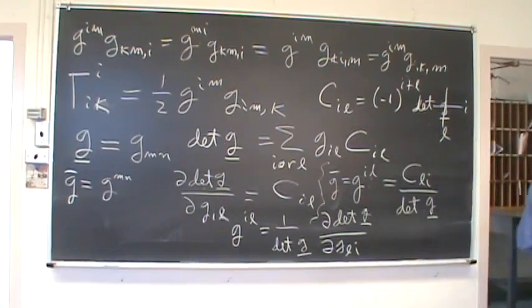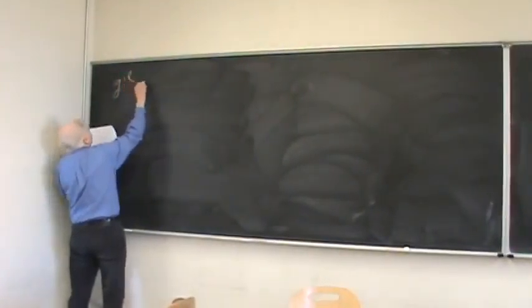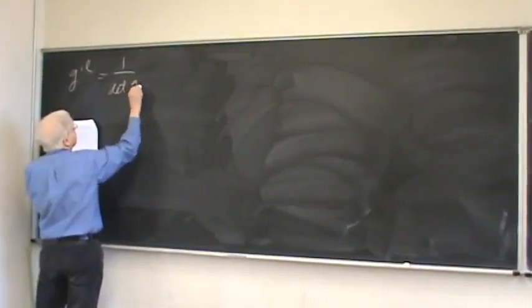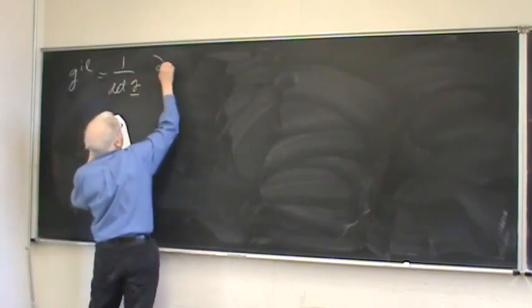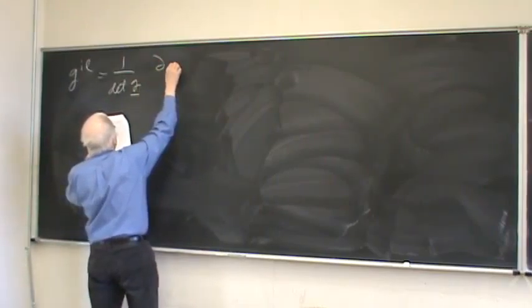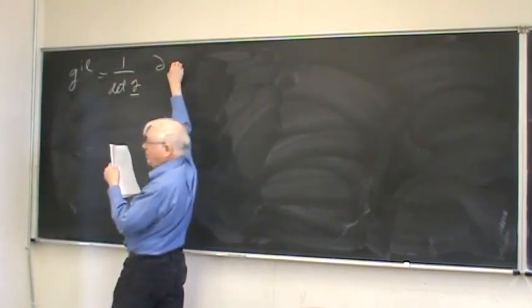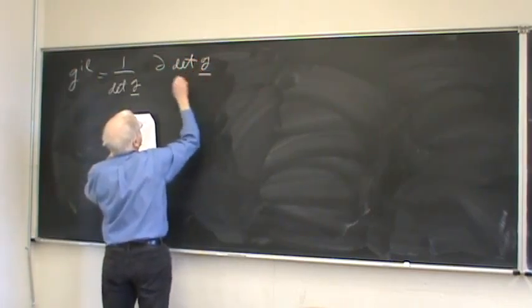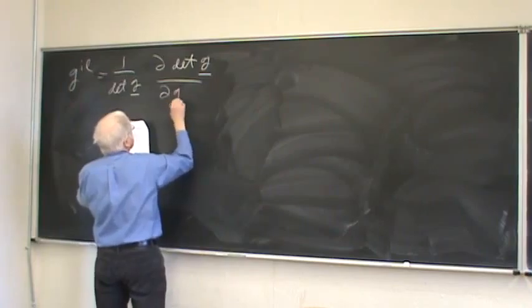All right. Now I think we're going to have to switch over here. So we've got our formula here. G^{IL} is equal to 1 over the determinant of G times the partial of the determinant of G bar with respect to G_{LI}.